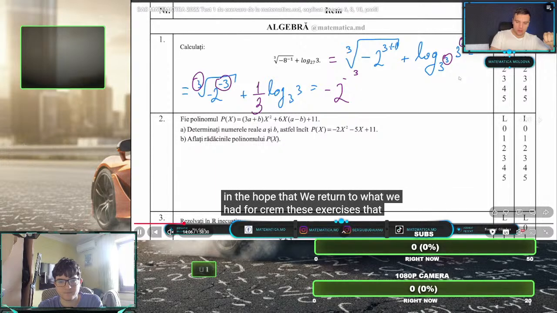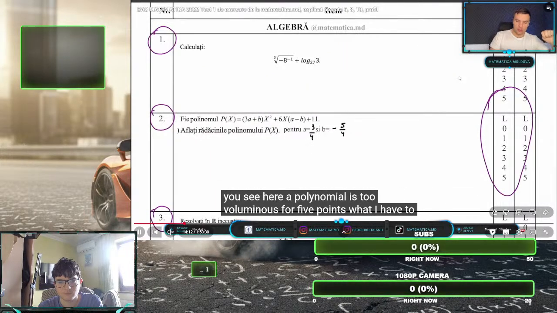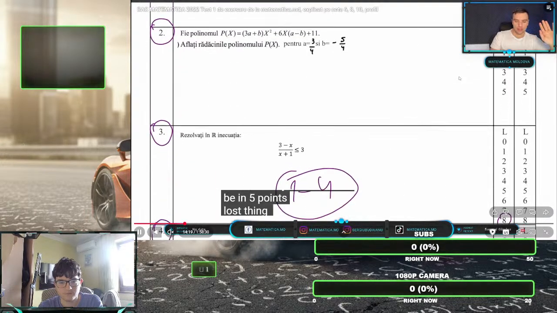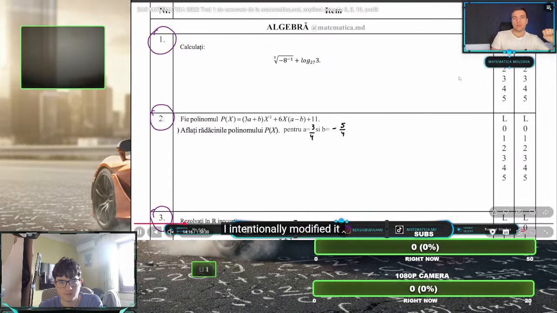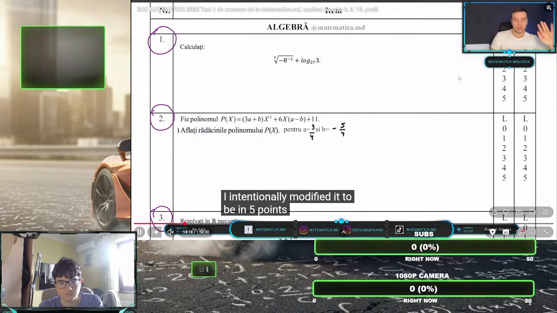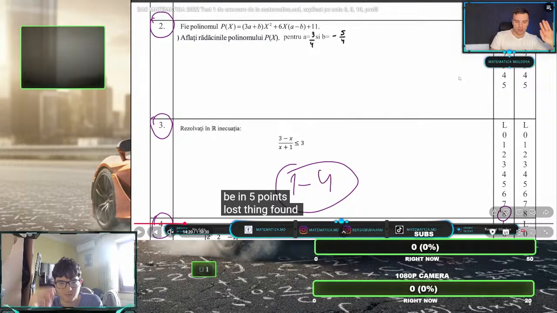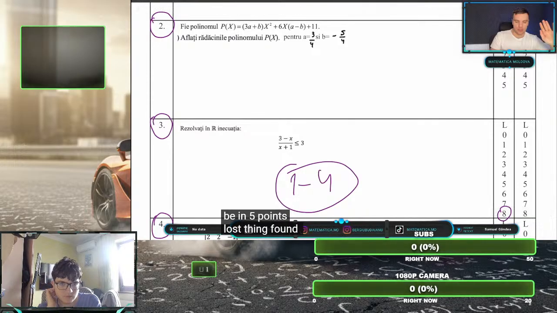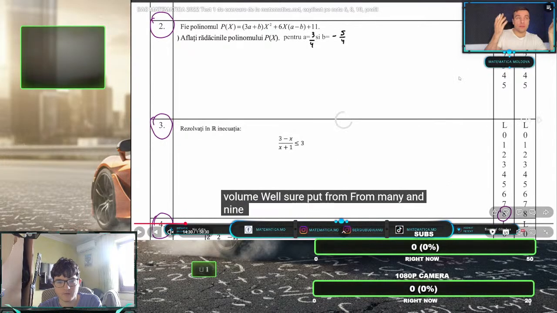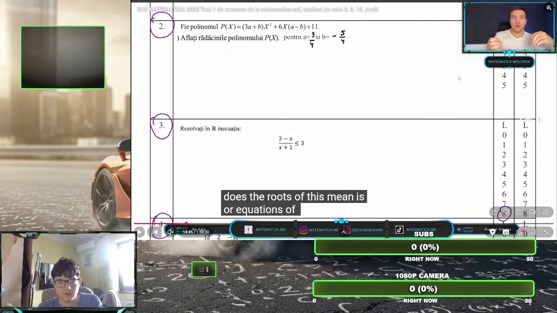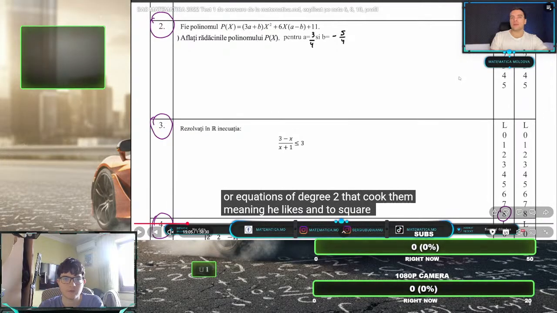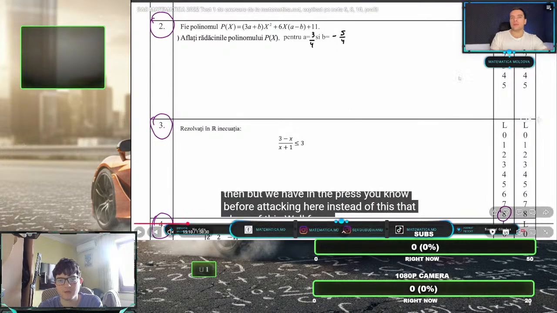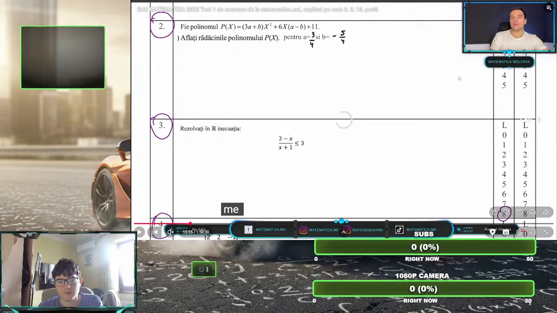So what? Oh, so he changed some stuff here. He put that A is something and B is something. So now we gotta do it like how I said. Let's see what he does here. I don't know if it's gonna do exercise 2 or 3. Come on.